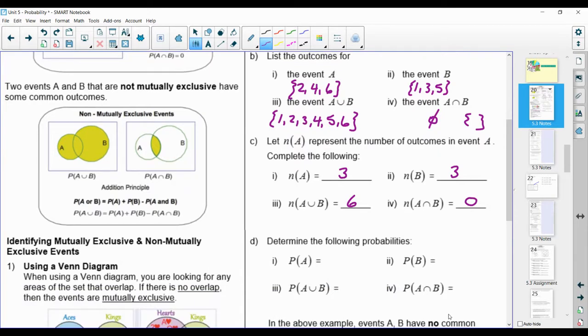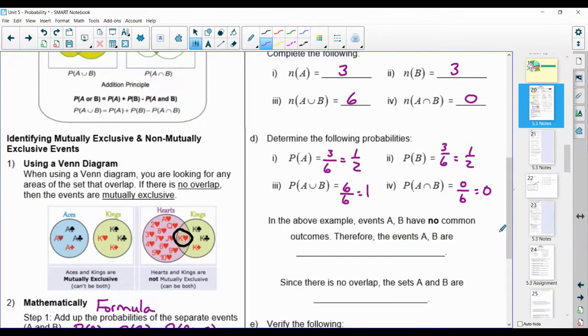And lastly, if we were to look at the probabilities, the probability of event A occurring is 3 out of 6, which is 1/2. The probability of event B occurring is 3 out of 6, which is 1/2. And the probability of A or B occurring is 6 out of 6, or 1. So it's a certain event. And then the probability of A and B is 0 out of 6, meaning it's an impossible event.